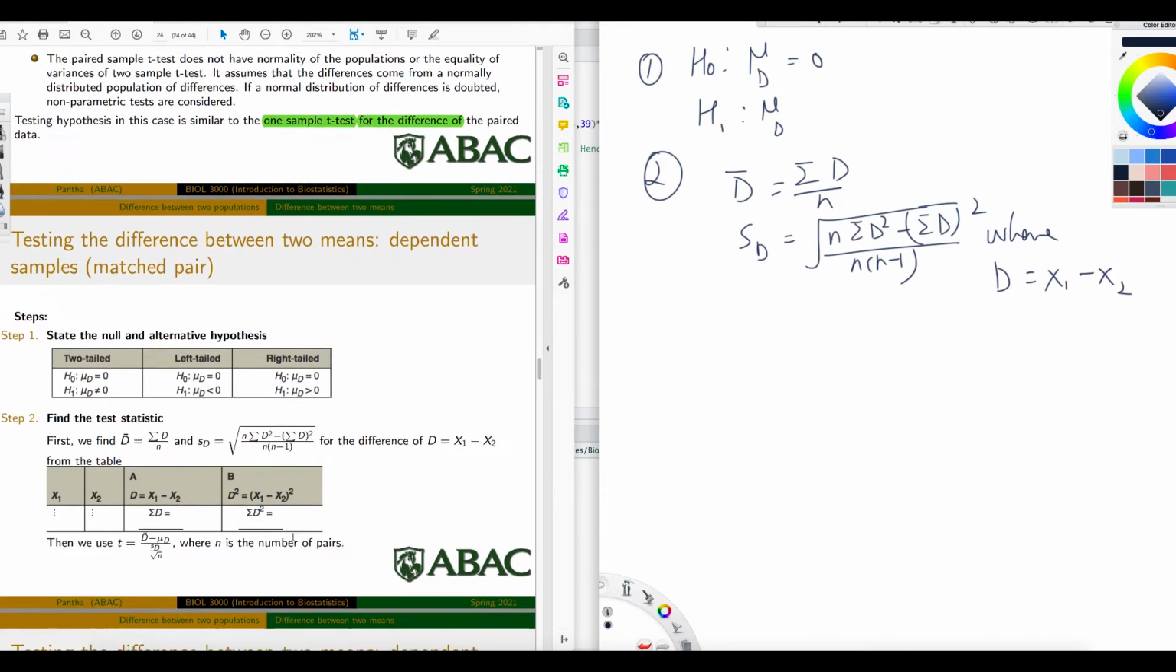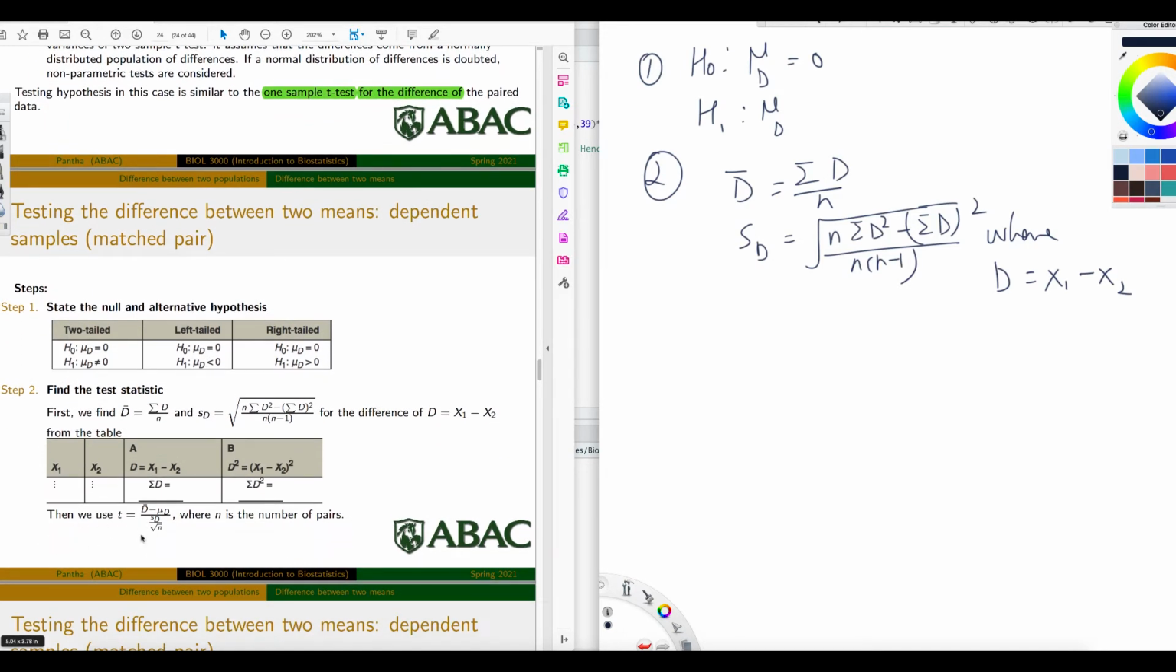Then what is the formula for the t-test? It is d bar over SD over square root of n. This is the standard error, right? So what is the test value finally?